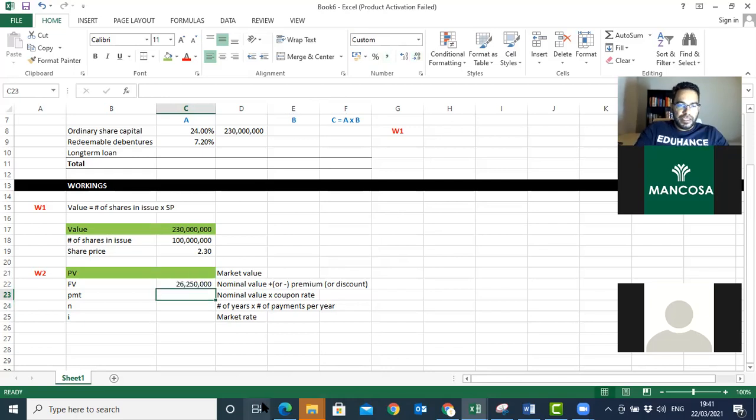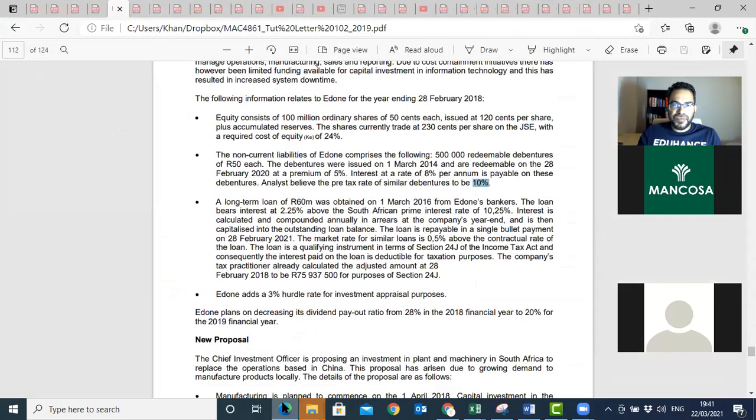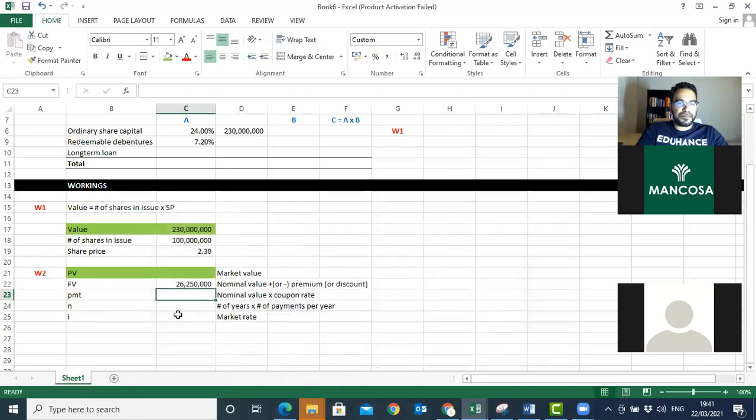The PMT is a payment over here. Let's just see what they said. Redeemable, and the interest at a rate of 8% per annum is payable on these debentures. So you can see there's one payment per year. So we'll say payment is nominal value times coupon rate. The nominal value, 500,000 debentures times 50 Rand, multiplied by the coupon rate, which is 8%. So my payment is 2 million Rand.